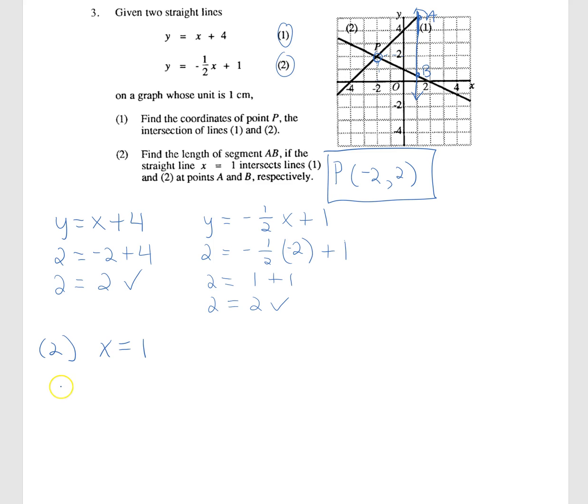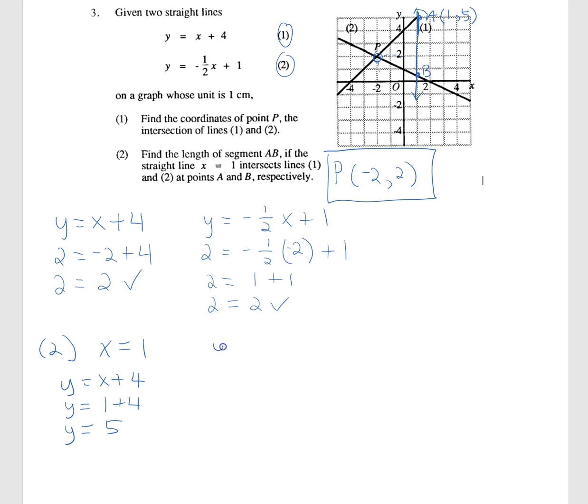So starting with equation 1, I have y equals x plus 4. I'm going to plug in 1 for x. So I have y equals 1 plus 4. And this gives me y equals 5. So equation 1 is this one here going through point A. So this means that when x equals 1, y equals 5. So point A is at (1, 5).